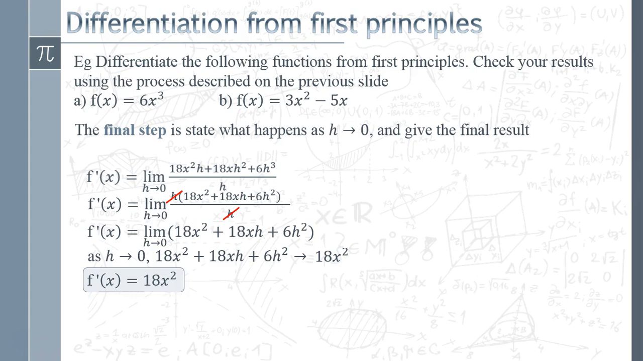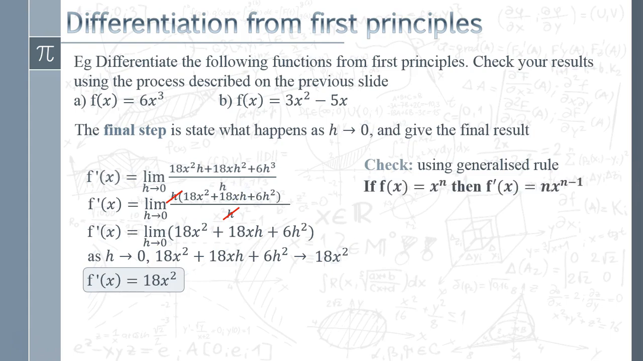Now let's just check against our generalized rule, which was from the last video. Now you don't need to do this in the exam, but I'm just basically proving that we're getting the right result. So here we go. That was our statement for how we differentiate. Remember, we said bring the power to the front, take one off the power. So let's have a look at how that works with regard to 6x cubed.